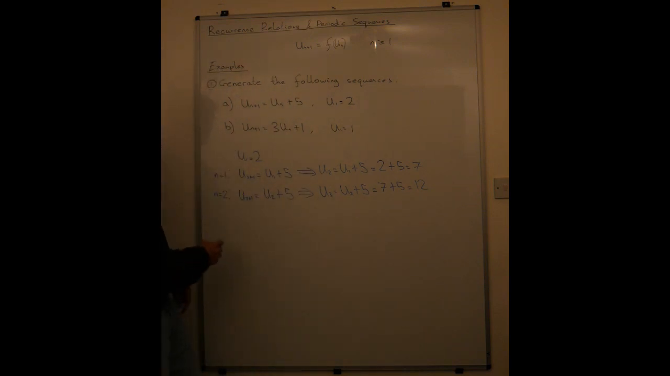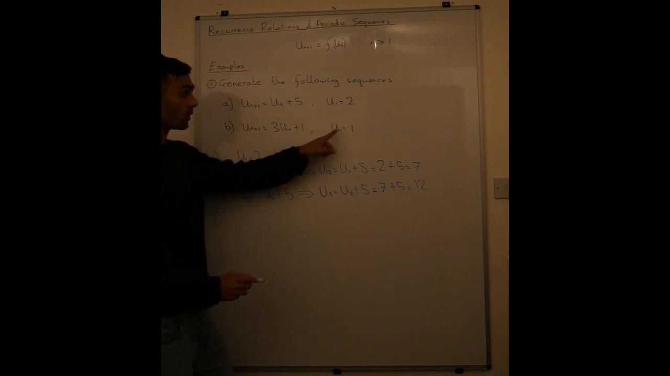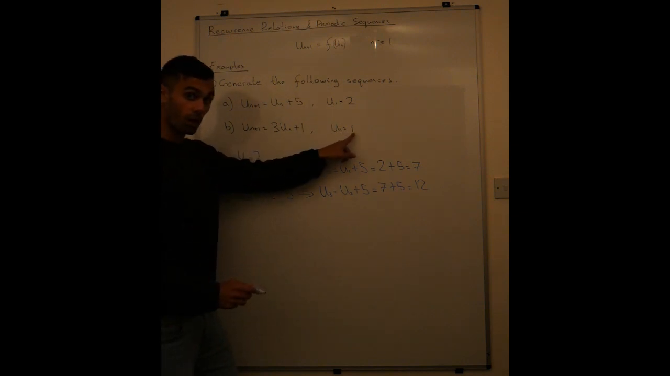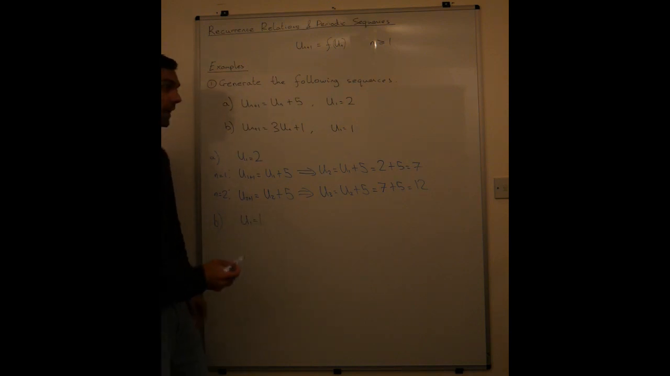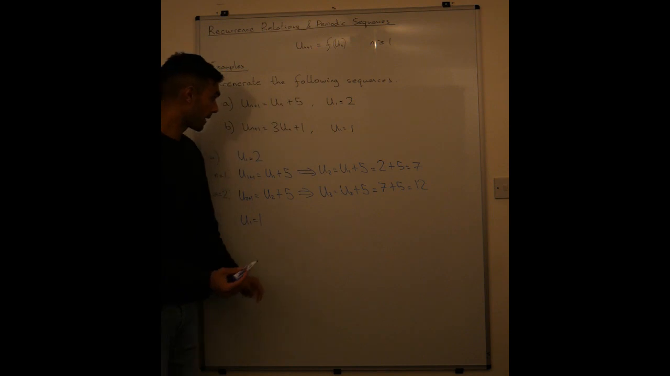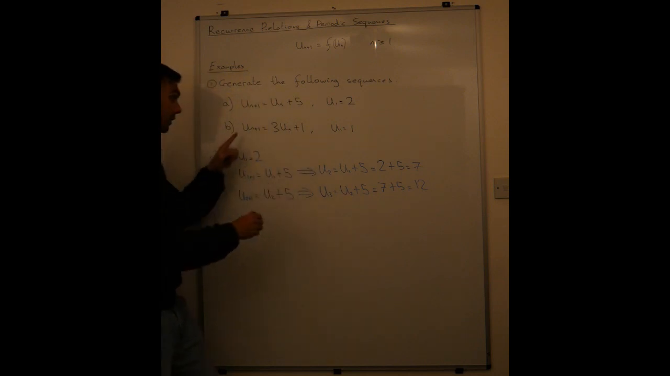Let's do B. I'll call that A there. Here's B. Okay, we need to generate the terms in this sequence. We're given the first term, it's 1. It's quite helpful. Alright, I now want to work out u2. That means I need this subscript here to be 2. That means I need n to be 1. So I'm going to put 1 in there as well. Let's have a look at what the formula tells us to do.